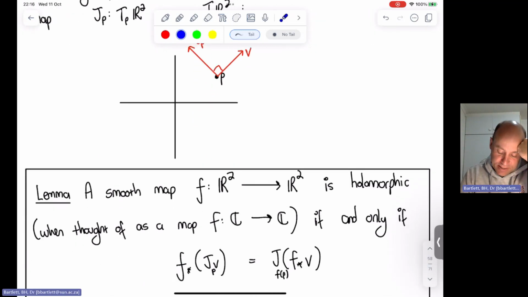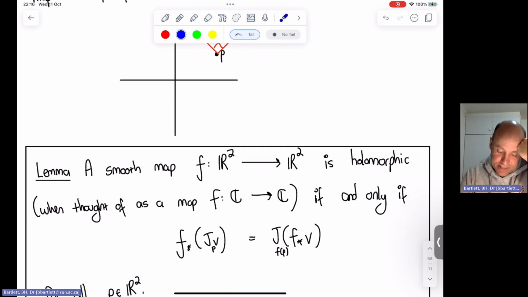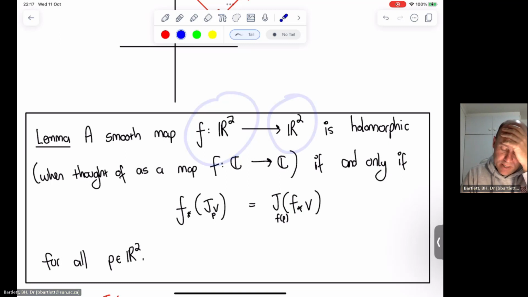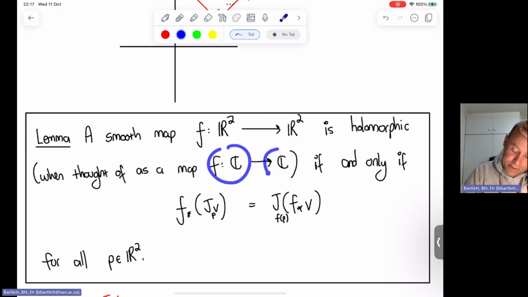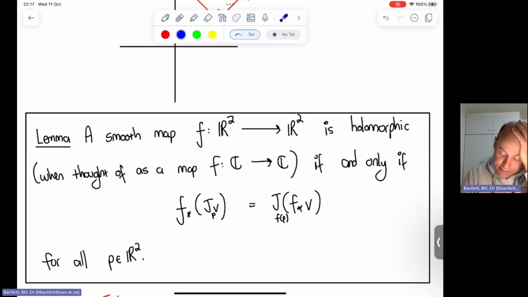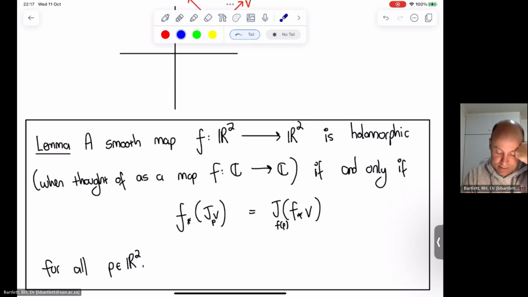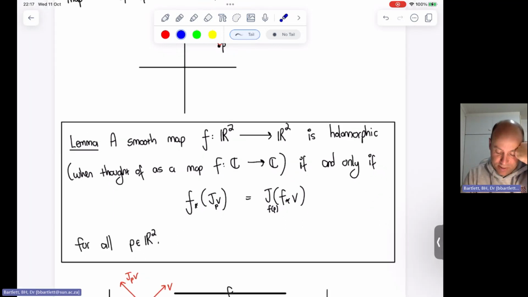And here's a nice little lemma. It tells us that a smooth map from R2 to R2 is holomorphic, when you think of it as a map from the complex numbers to the complex numbers, if and only if the derivative of f applied to JV is equal to J applied to the derivative of f applied to v, at all points in the complex plane.